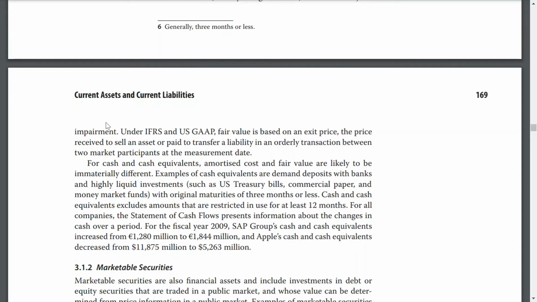With original maturities of 3 months or less, cash and cash equivalents exclude amounts that are restricted for use for at least 12 months. For all companies, the statement of cash flows presents information about changes in cash over a period. For the fiscal year of 2009, SAP Group's cash and cash equivalents increased from 1,280 to 1,844, and Apple's cash and cash equivalents decreased from such to such.